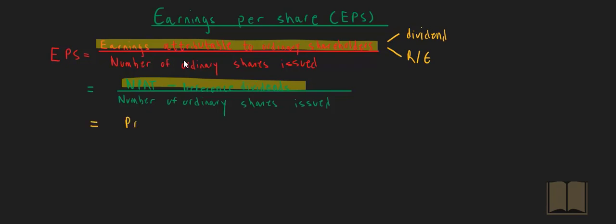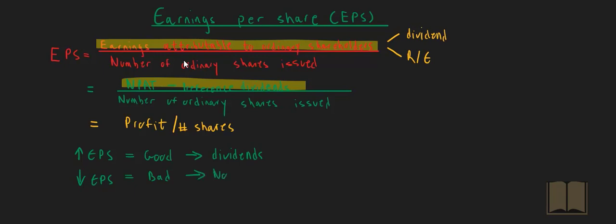Your EPS is thus basically just your ordinary profit divided by the number of shares. So it's your profit per share. Now, a high earnings per share or profit per share is usually considered a good thing because it means that dividends can be paid out. If the company is not making profit, if the earnings per share is low, then that is considered a bad thing because no dividends or no cash flow can stem from the profits of this company.